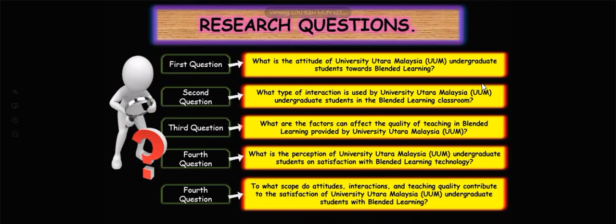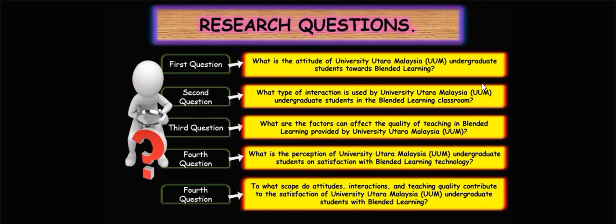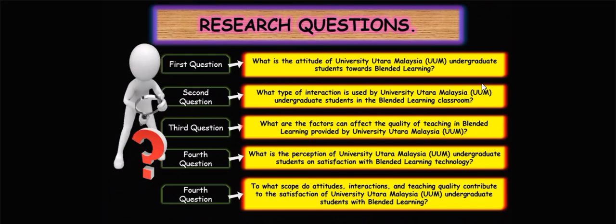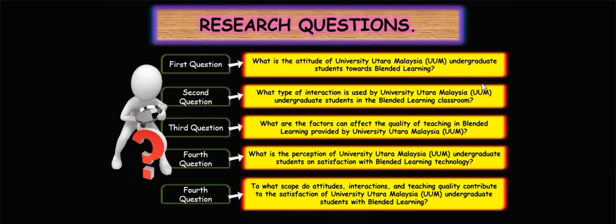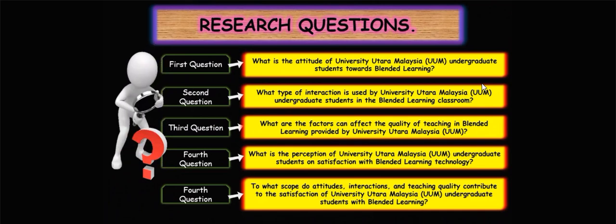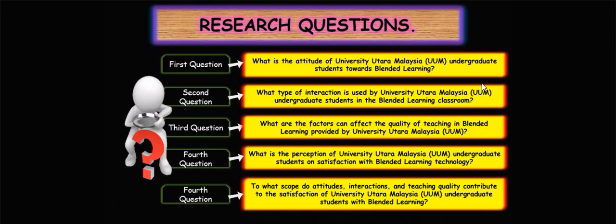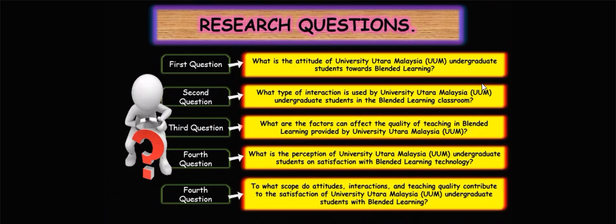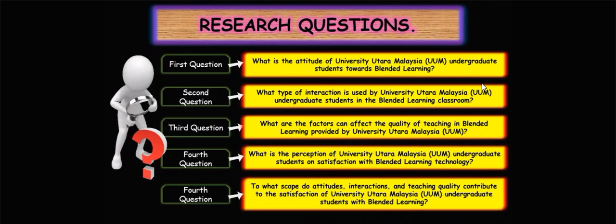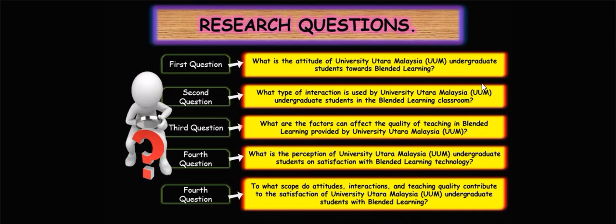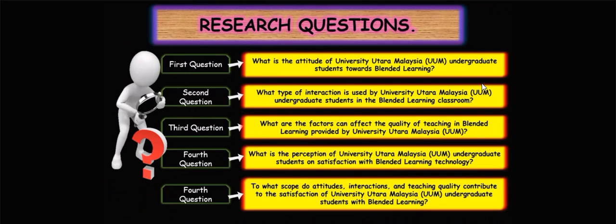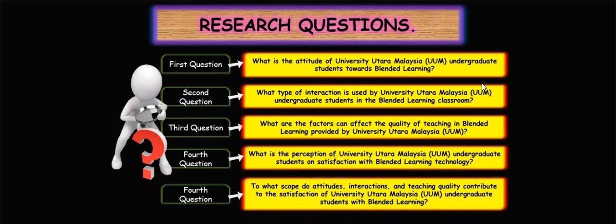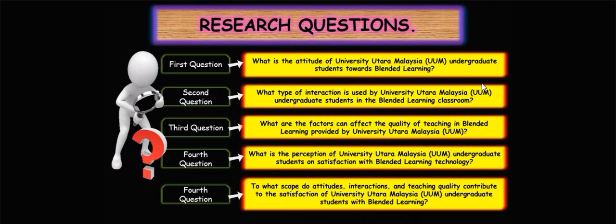So the first one is the impact or the relationship between attitudes and satisfaction of blended learning among UUM undergraduate students. The second one, because 'to what scope' does not reflect the relationship, and your title is going to measure the relationship, the impact. The second one is to investigate the impact or the relationship between interaction and satisfaction of blended learning among Universiti Utara Malaysia undergraduate students. The third one is to investigate the relationship between teaching quality and satisfaction.